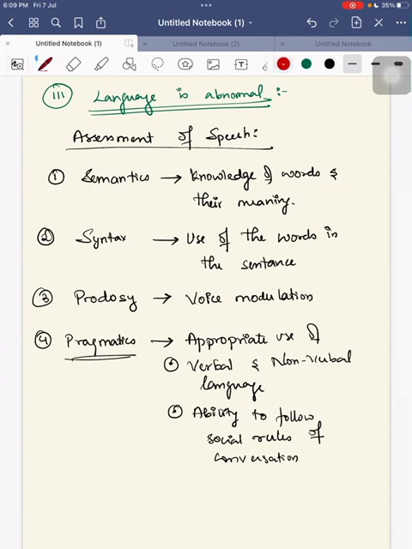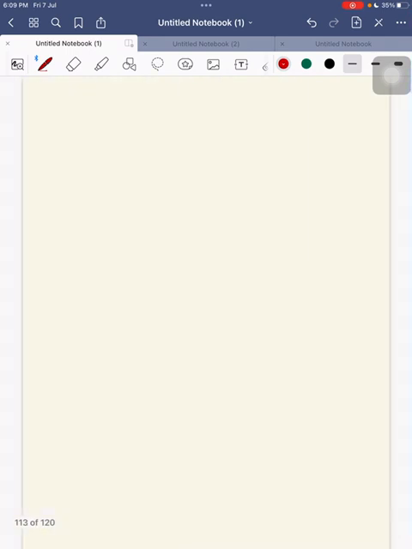If pragmatics is affected, the child can have a specific learning disorder, like dyslexia. So we'll see this in detail, okay? When the language is abnormal, you have to look for whether there is an abnormality in prosody or pragmatics, okay?